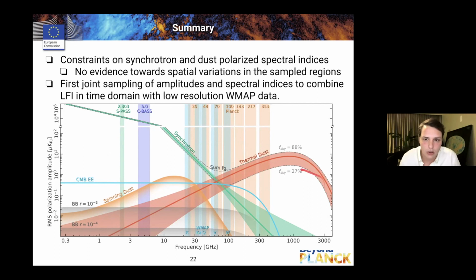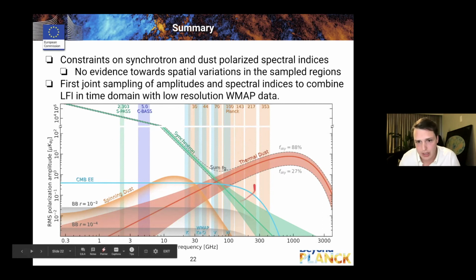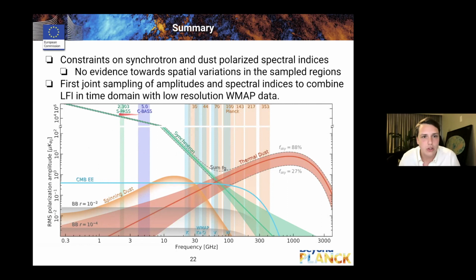And this plot shows how the results ended up describing the full polarized sky with a spinning dust of 1%, which is put in there artificially and not something we deduced. And this also shows these extra bands that could potentially be implemented in the future.